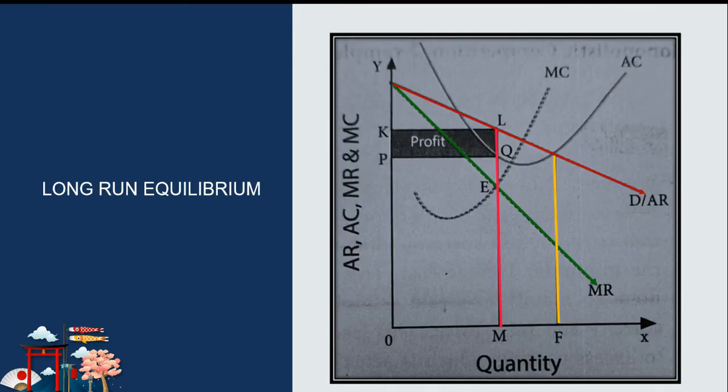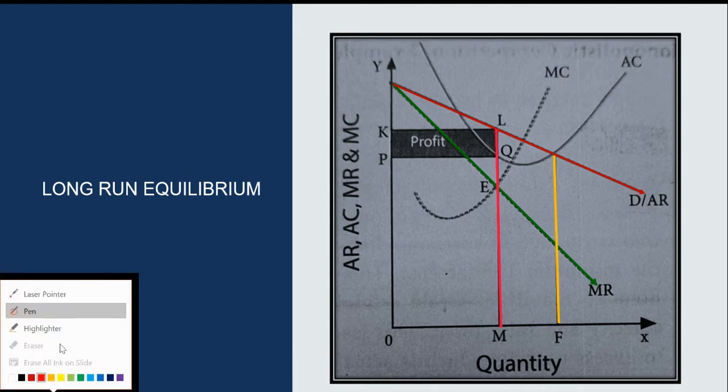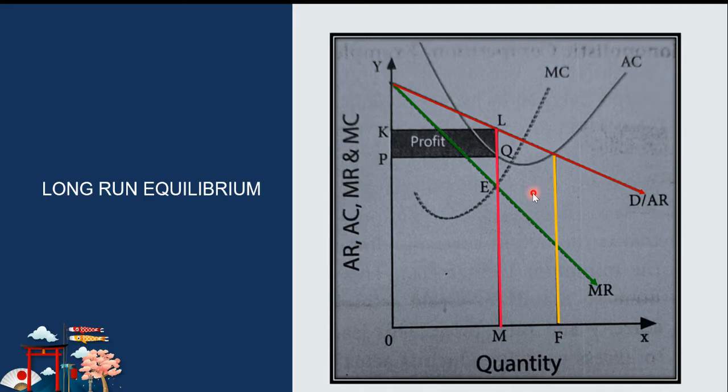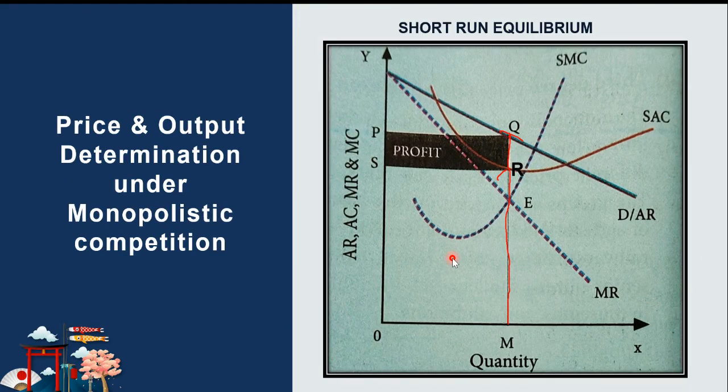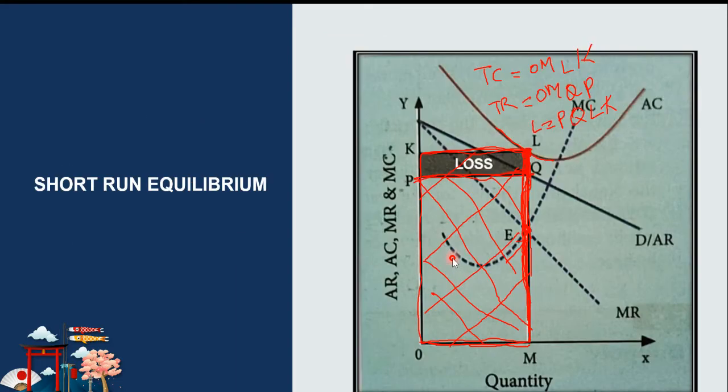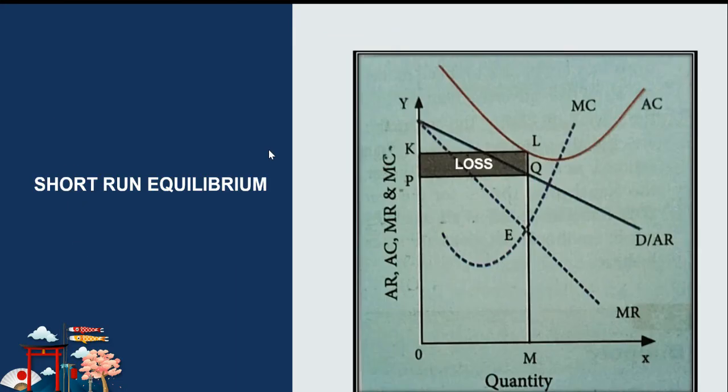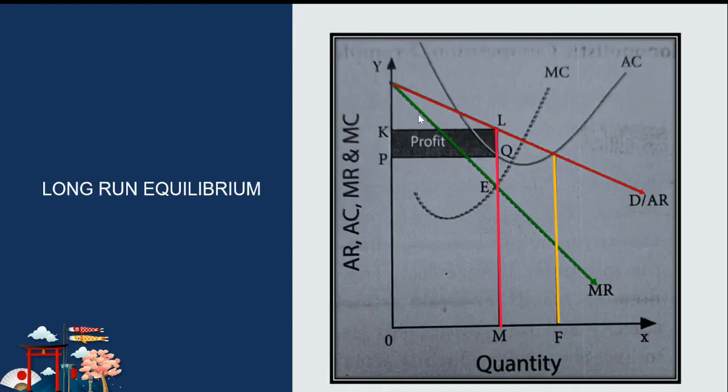Next, we go on to a long period. During the long period, we have the AR curve and the MR curve, the AC curve and the MC curve. During the long period, the firm has ample time to either enter the industry or exit the industry. So here we will have only normal profit. Here we had supernormal profit. Here we had loss. Here we have only normal profit.